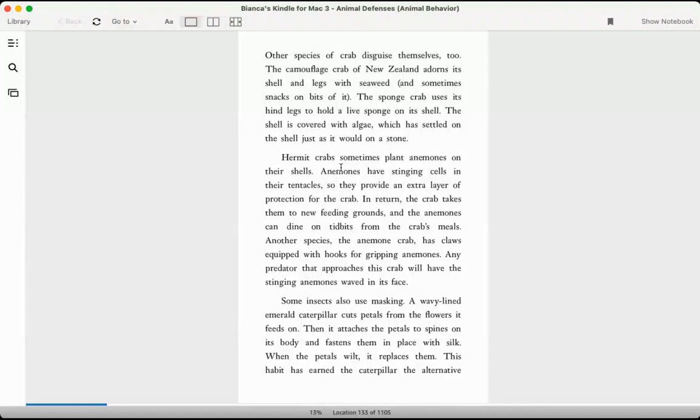Hermit crabs sometimes plant anemones on their shells. Anemones have stinging cells in their tentacles, so they provide an extra layer of protection for the crab. In return, the crab takes them to the new feeding grounds, and the anemones can dine on tidbits from the crab's meals. Another species, the anemone crab, has claws equipped with hooks for gripping anemones. Any predator that approaches this crab will have the stinging anemones.